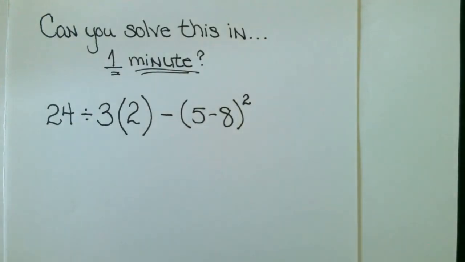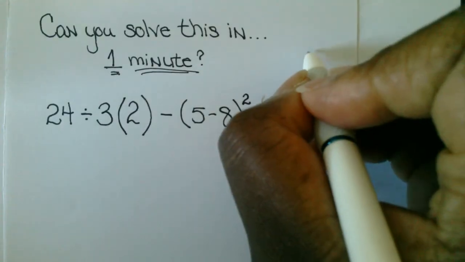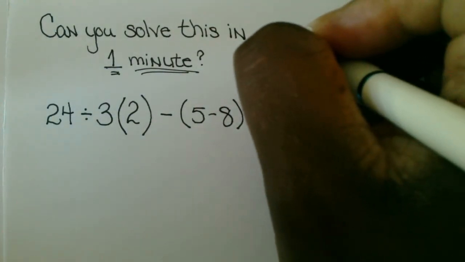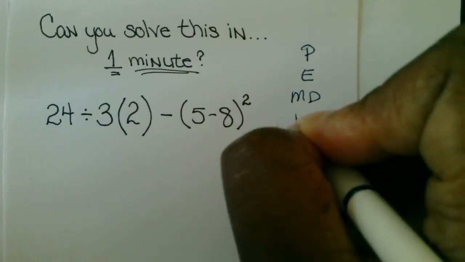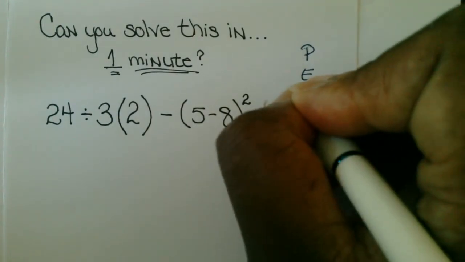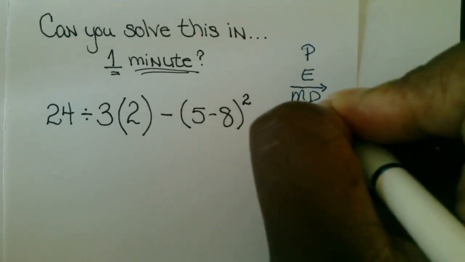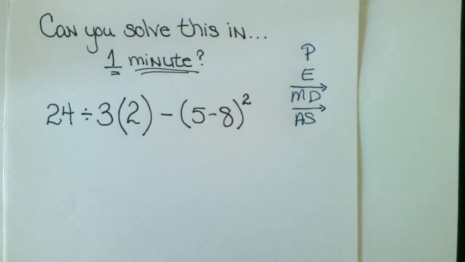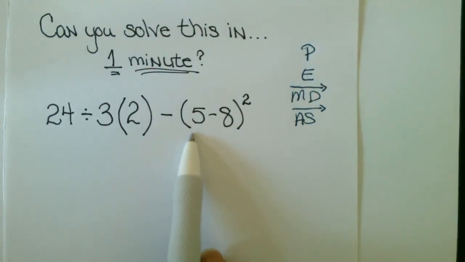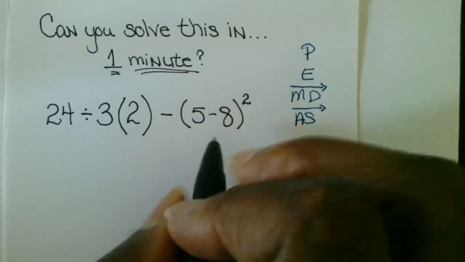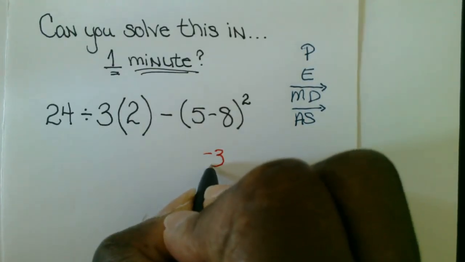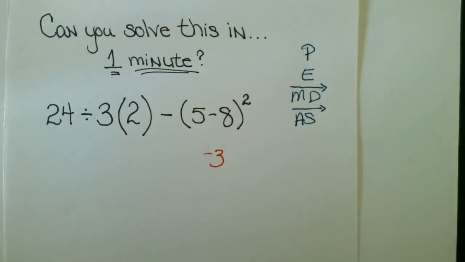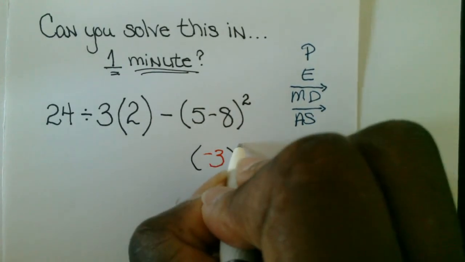Since we have no equal sign, we should immediately think of your PEMDAS: please, excuse, my dear, and Sally, from left to right. Okay. So looking into the parentheses, first thing I see is my 5 minus 8. So 5 minus 8, or 5 plus a negative 8, that's going to give me a negative 3. So everything else comes on down.